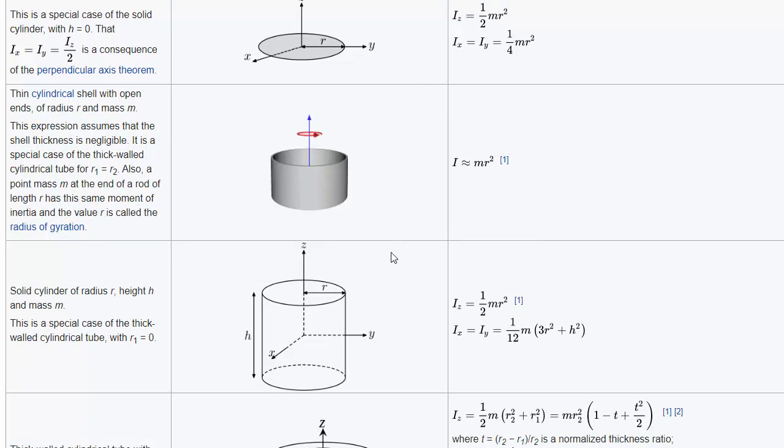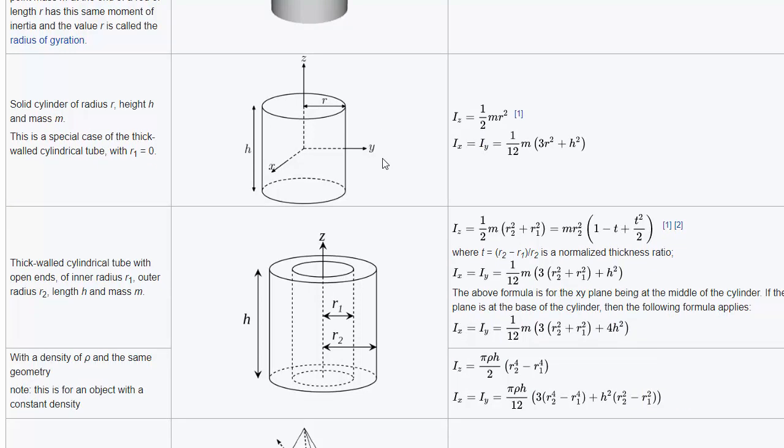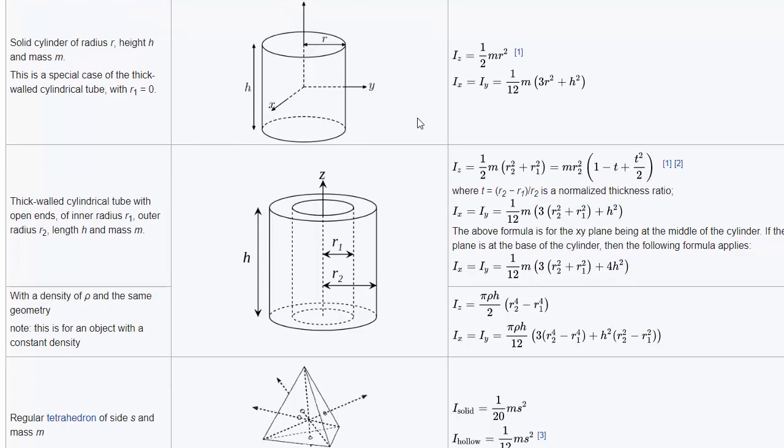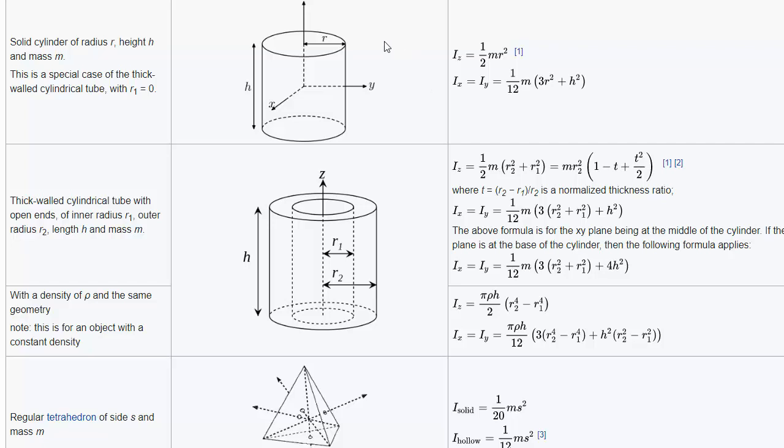Here's a solid hoop. Again, it's m r squared because all the mass is out at a full radius. They put an approximate symbol here because there is a little bit of thickness to this that we didn't take into account. Right here is a solid cylinder. It gives you different axes of rotation, so we could rotate it about the z-axis, or we could spin it about the y-axis or the x-axis.